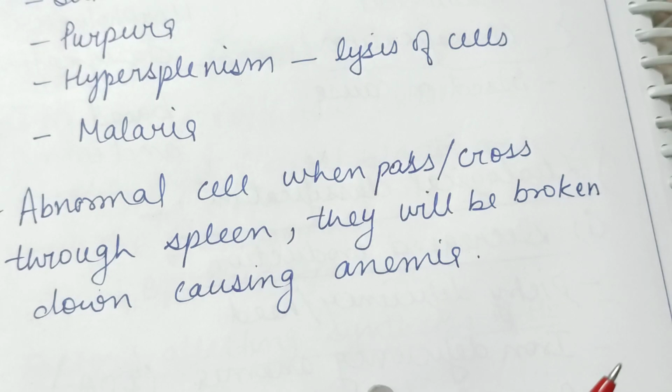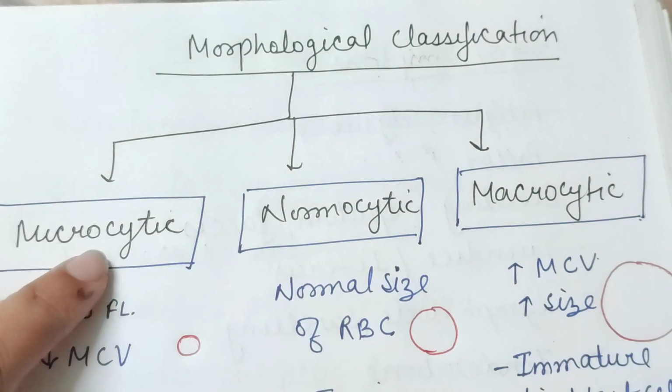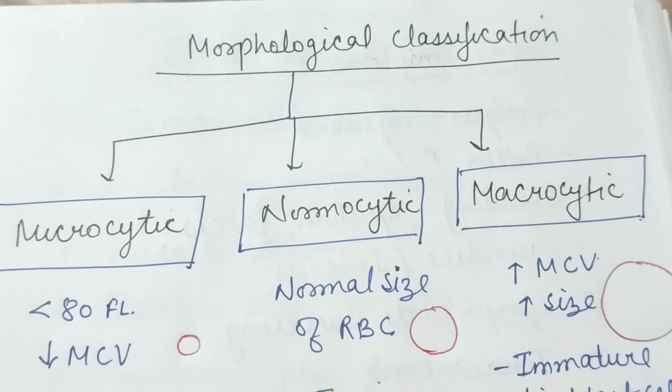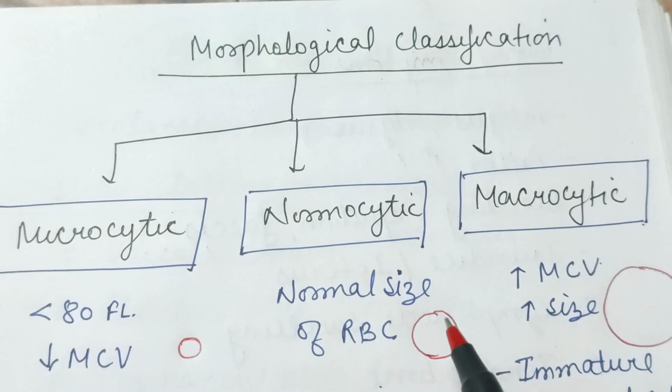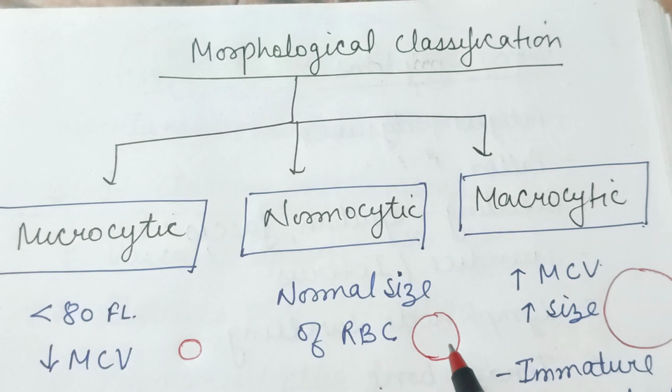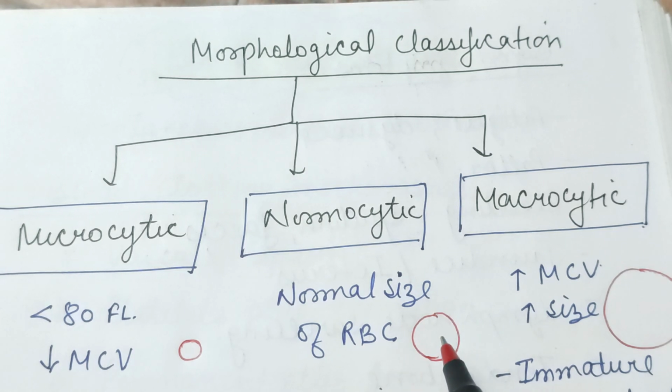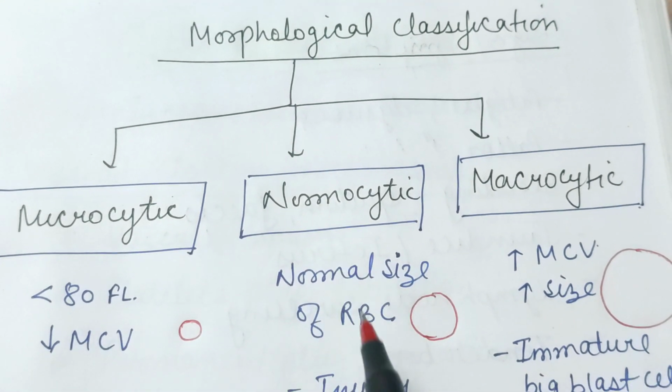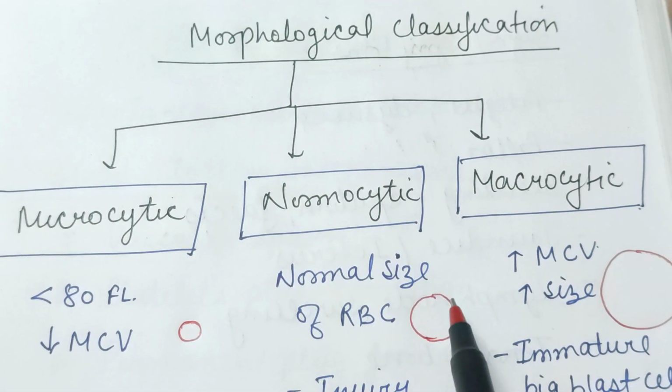Now let's see morphological classification of anemia. Morphology means the shape and size of RBC we are talking about. It can be based on two things: one is the size of RBC and the other is the color of RBC. So let's first see, based on size, how RBCs are classified as per the anemia criteria.